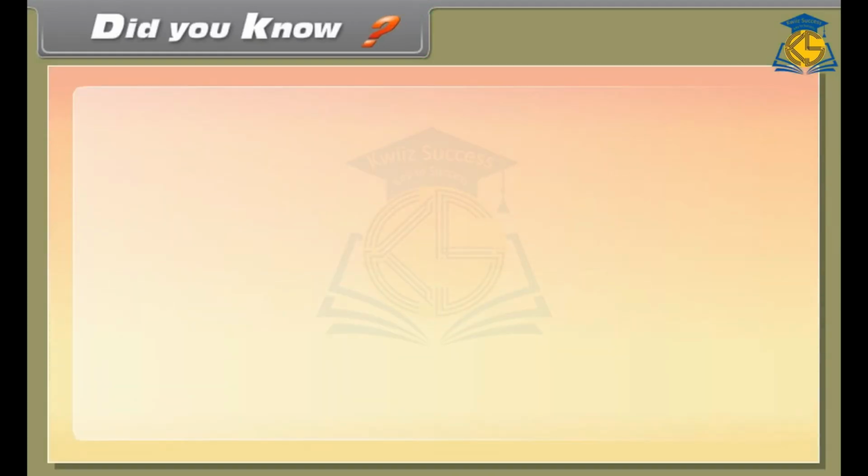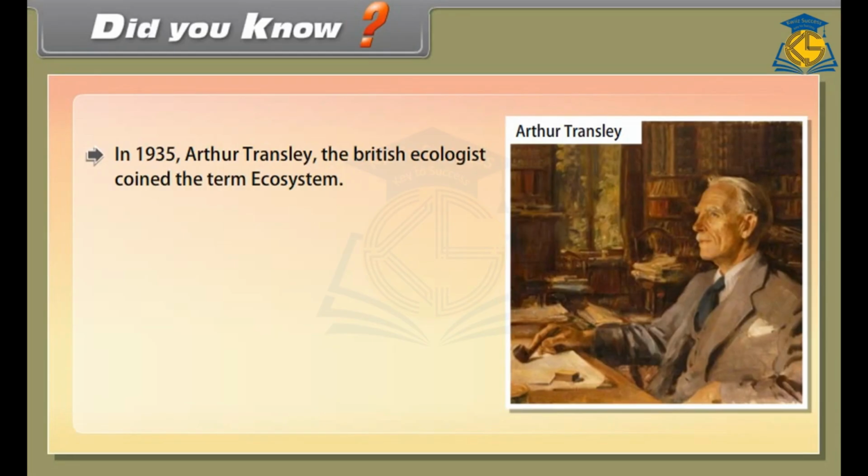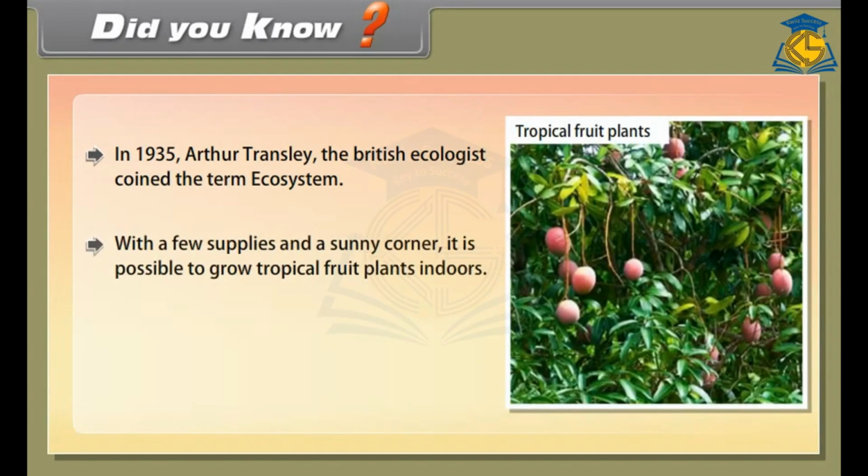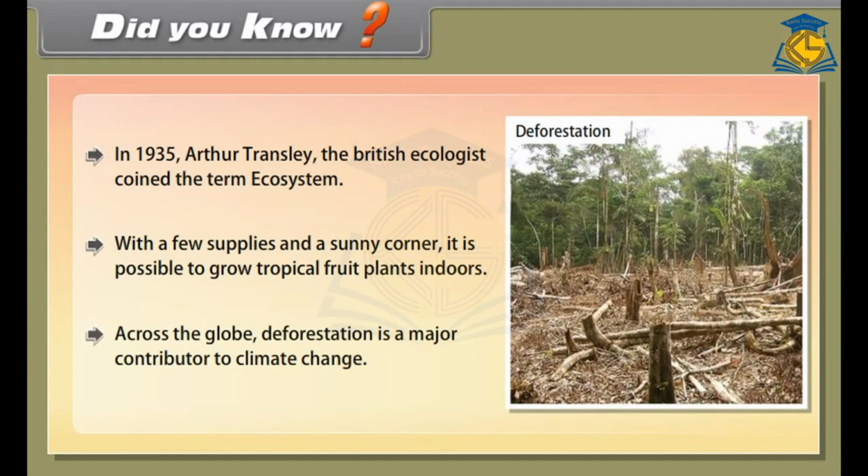Did you know? In 1935, Arthur Tansley, the British ecologist, coined the term ecosystem. With a few supplies and a sunny corner, it is possible to grow tropical fruit plants indoors. Across the globe, deforestation is a major contributor to climate change.